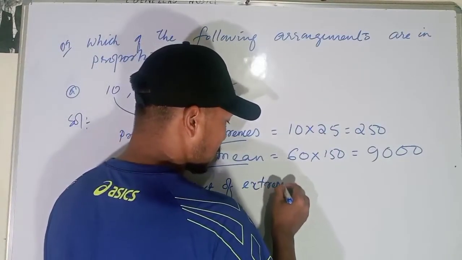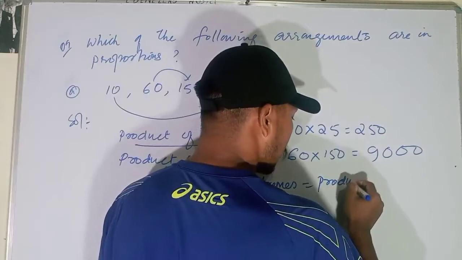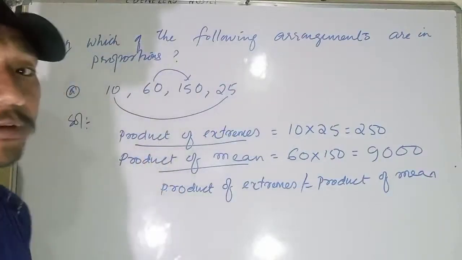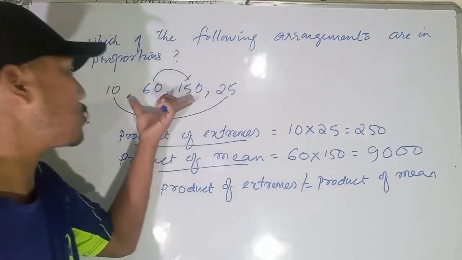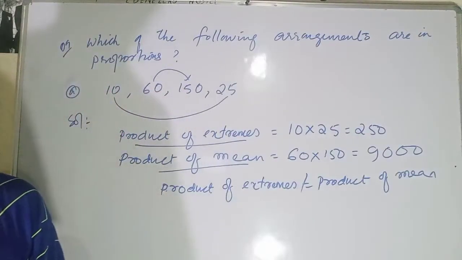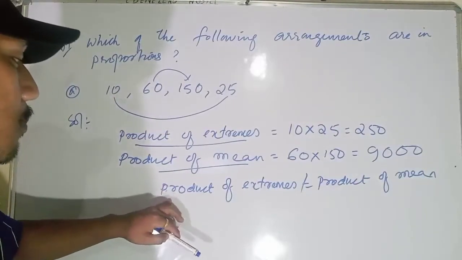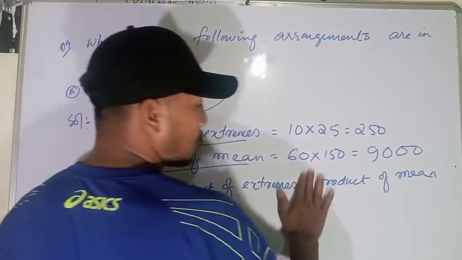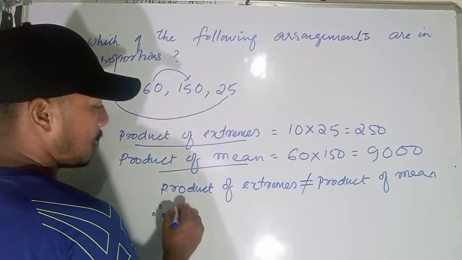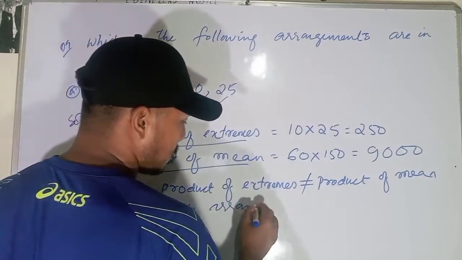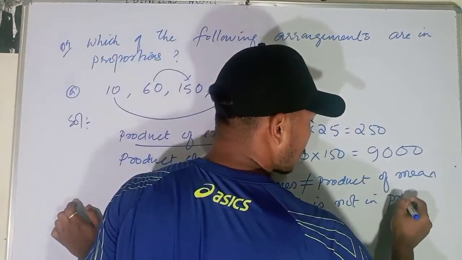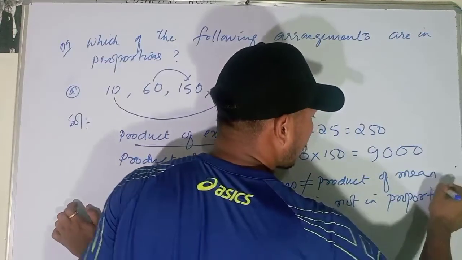The product of the extremes is not equal to the product of the means, so they are not in proportion. But if the product of the extremes and the product of the means are equal, then we can say they are in proportion. Let's check one more question. I think you're clear about it. Since the product of the extremes is not equal to the product of the means, the arrangement is not in proportion.